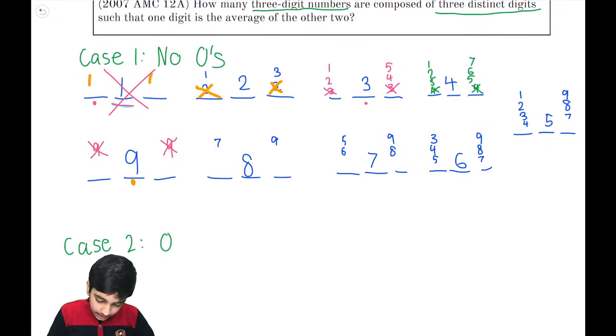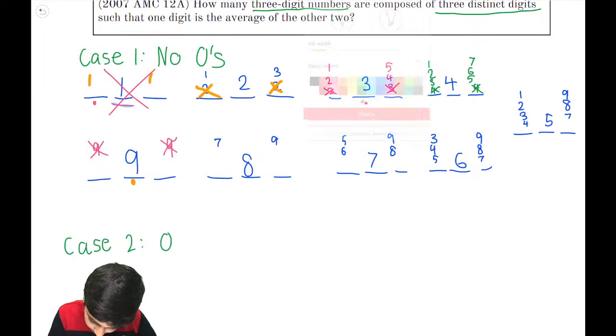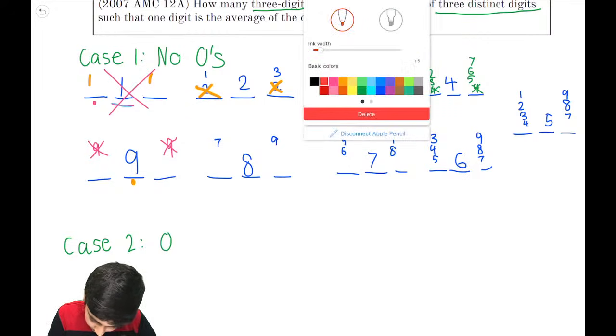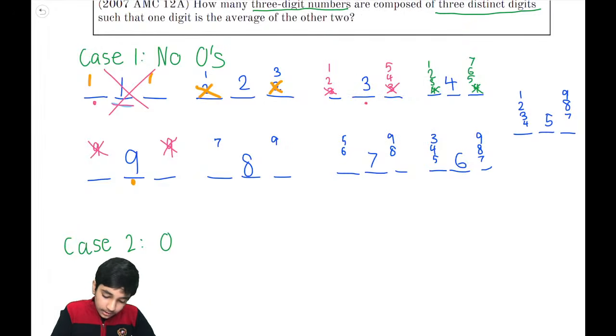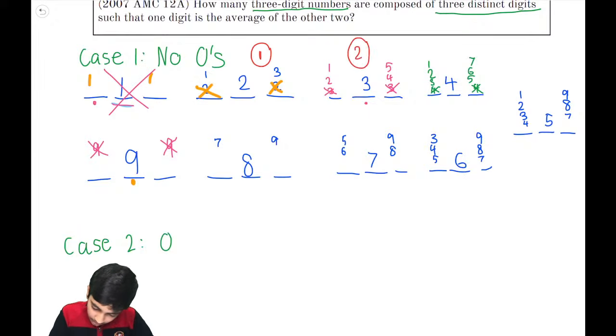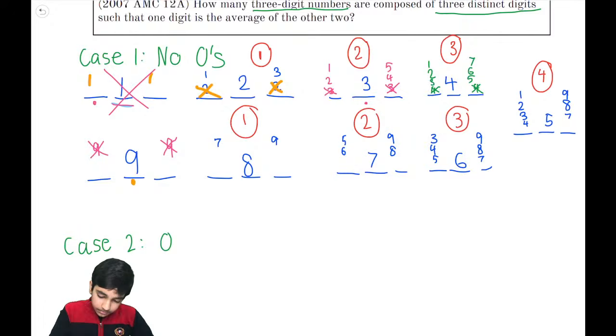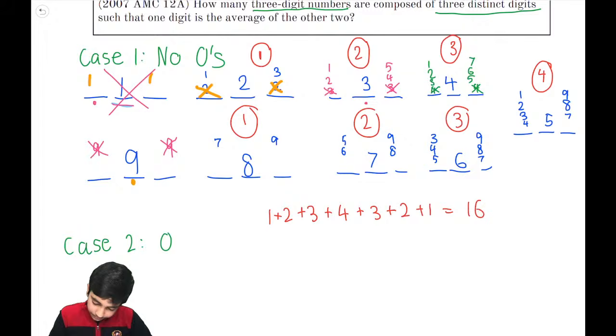So overall, as you can see here, there's one case that works here, one case that works here, two cases that work here, three that work here, four that work here, three that work here, two that work here, one that works here. And that's going to be a total of 1 plus 2 plus 3 plus 4 plus 3 plus 2 plus 1, which is just going to be equal to 16.